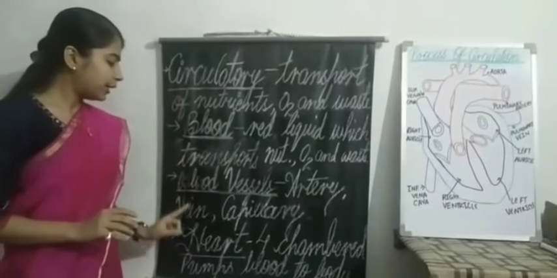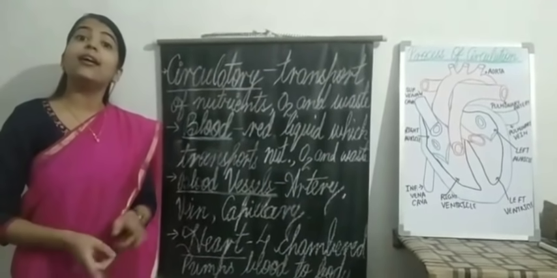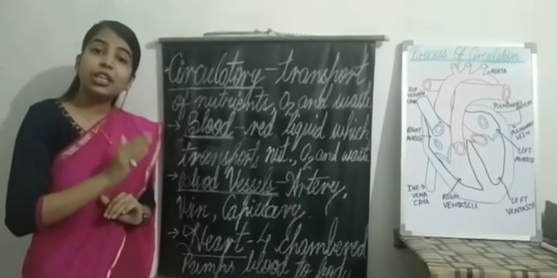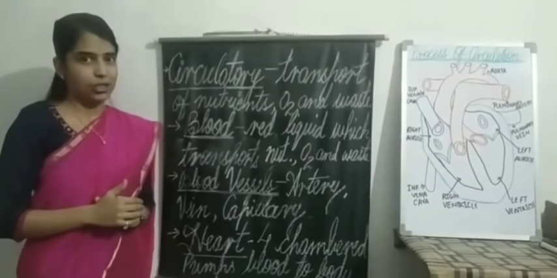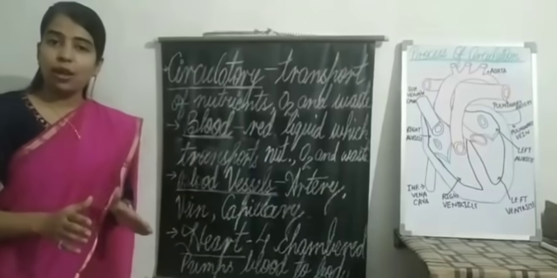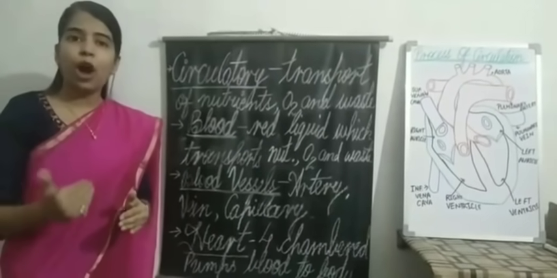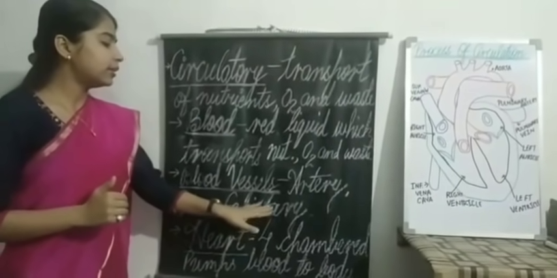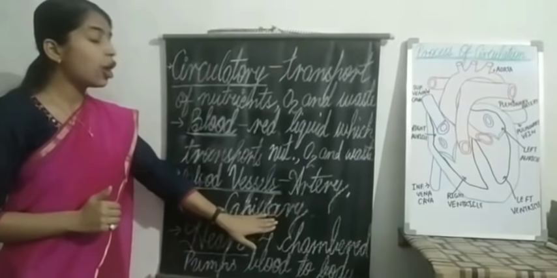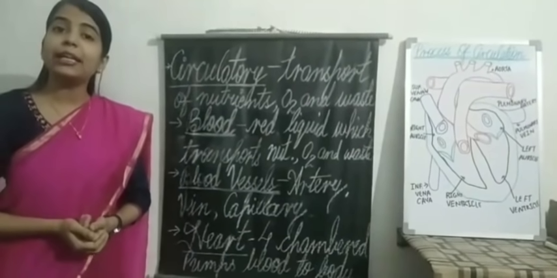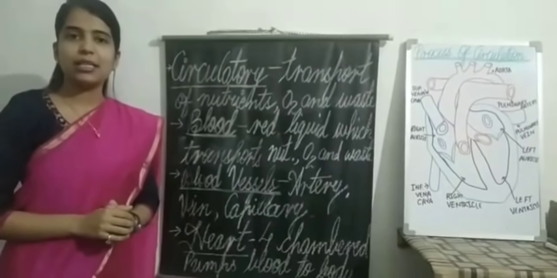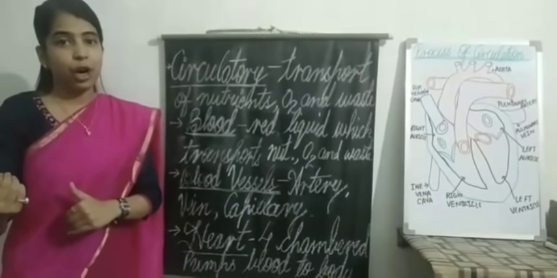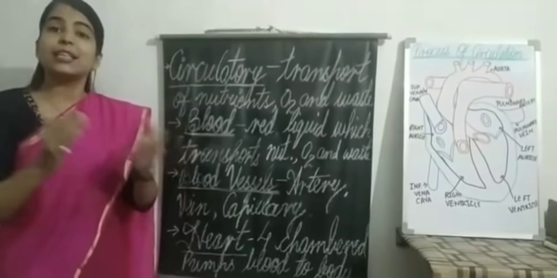Then we had learned the veins. Veins will carry the deoxygenated blood. Deoxygenated means the blood which is rich in carbon dioxide and lacks oxygen. So veins will carry deoxygenated blood, or you can say impure blood, from your body parts to your heart. Then we had learned about the third blood vessel, that is the capillary. What is the function of the capillary? Capillaries are the thinnest blood vessels and hence they allow the exchange of nutrients, waste products, oxygen and other gases through them.